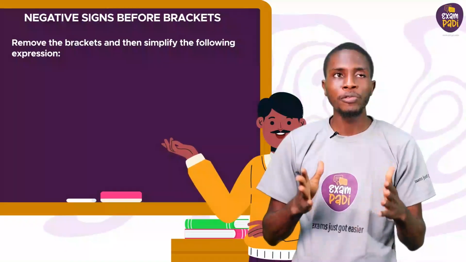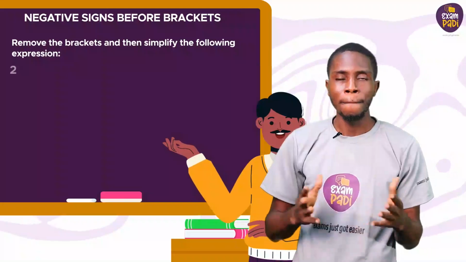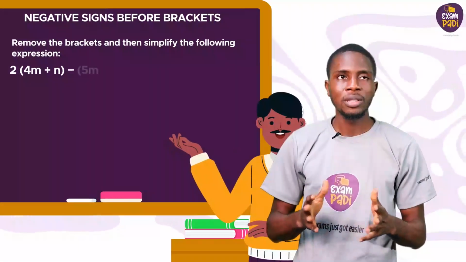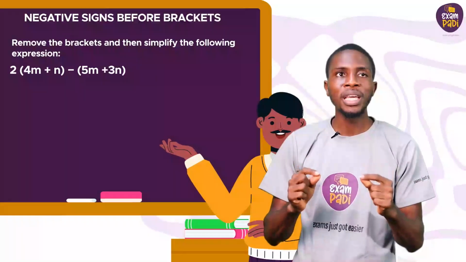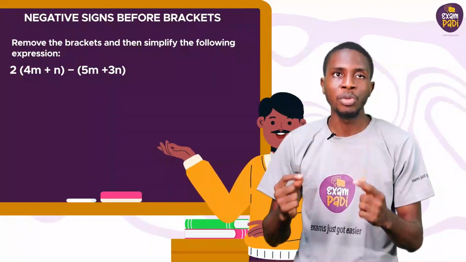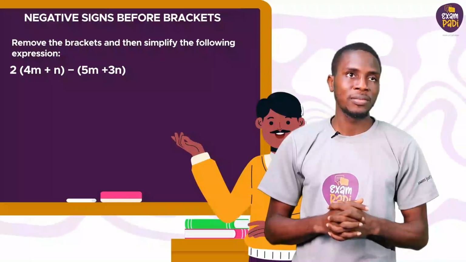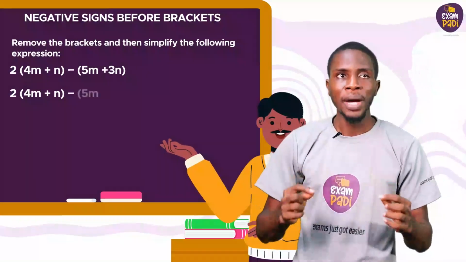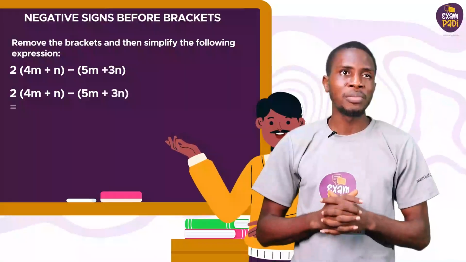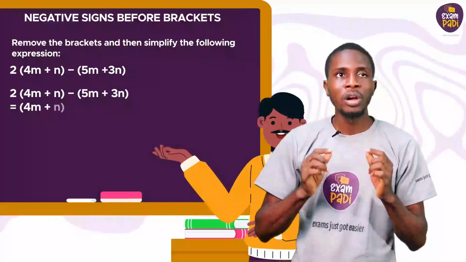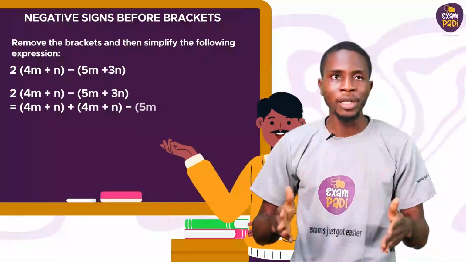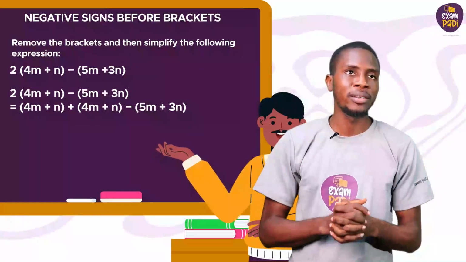2(4m plus n) minus (5m plus 3n). Step 1. Use repeated addition to work out the multiplication of brackets. 2(4m plus n) minus (5m plus 3n) equals 4m plus n plus 4m plus n minus (5m plus 3n).